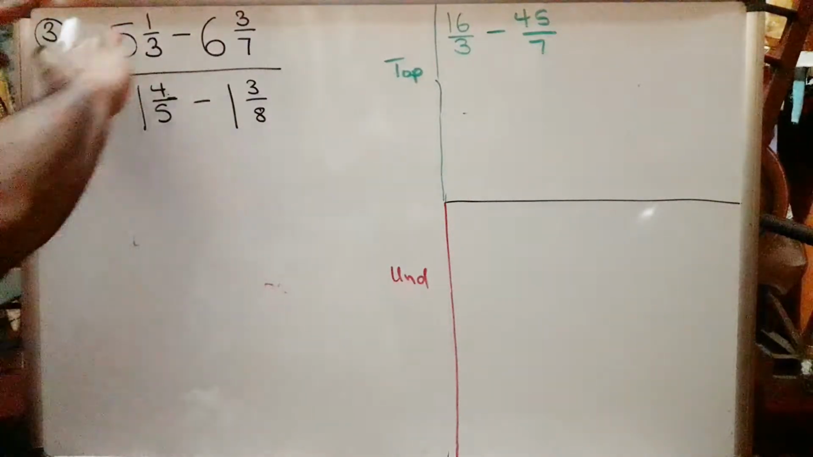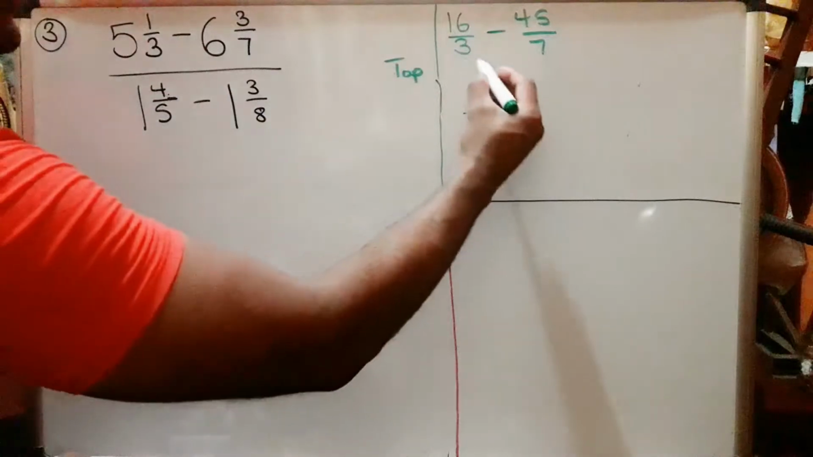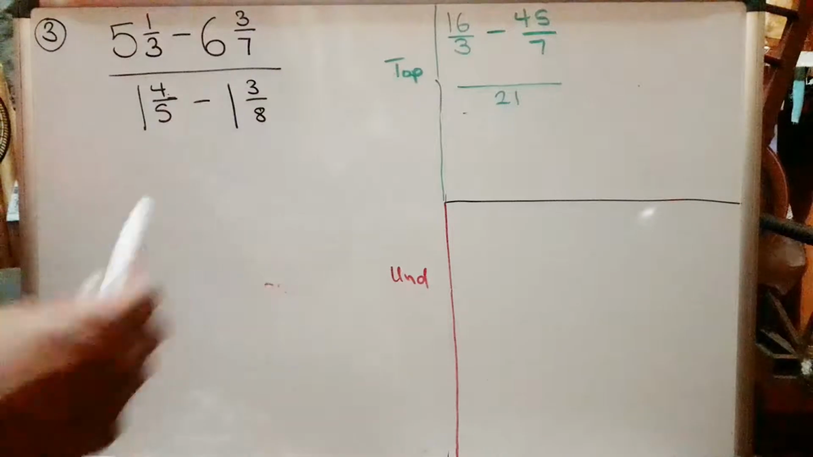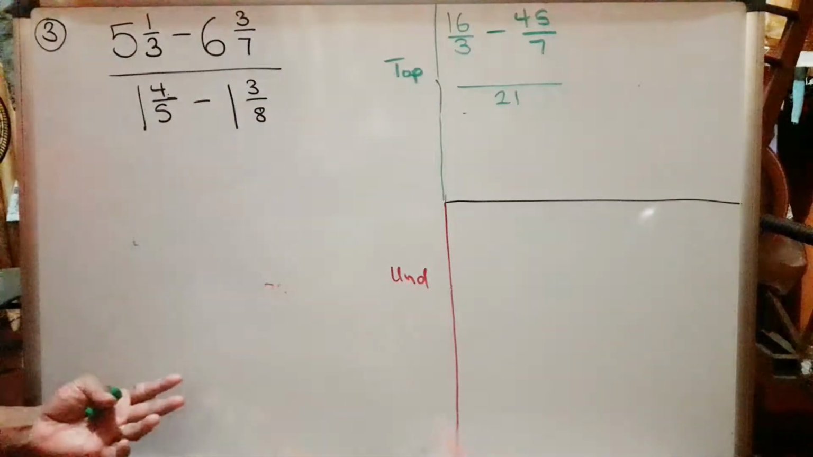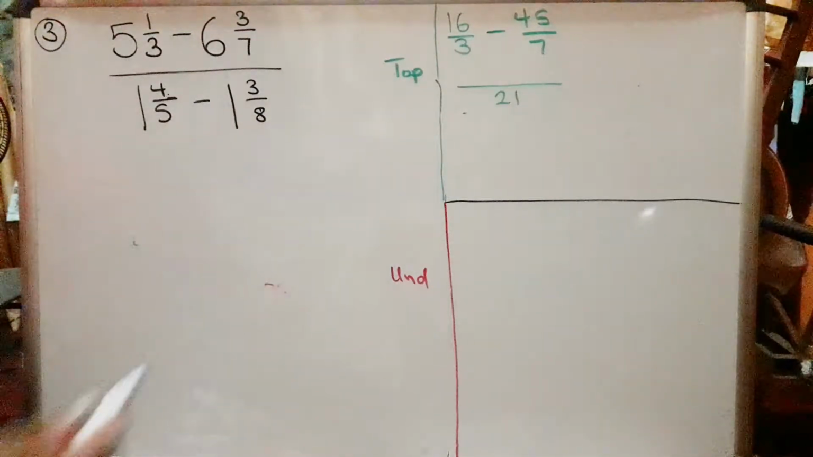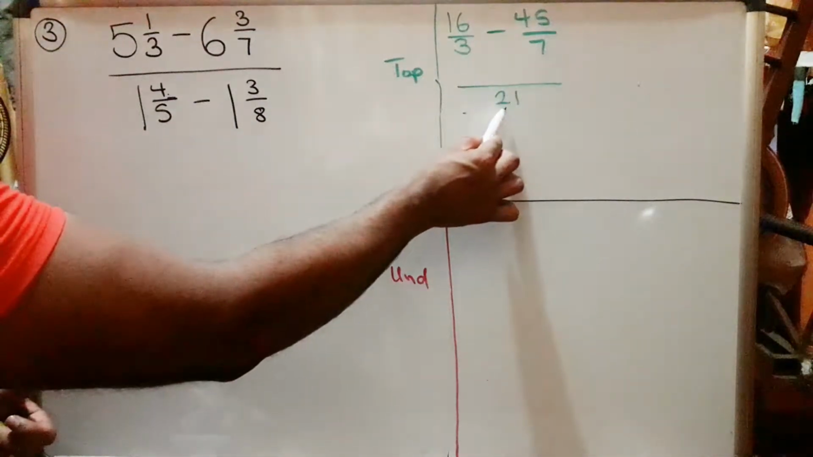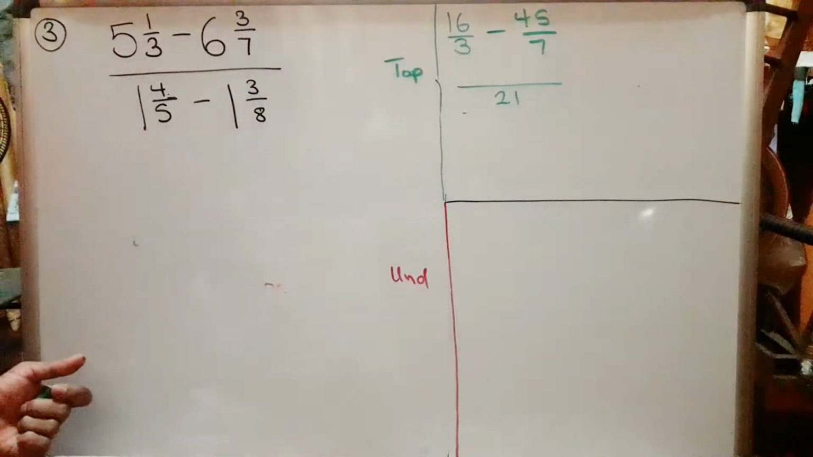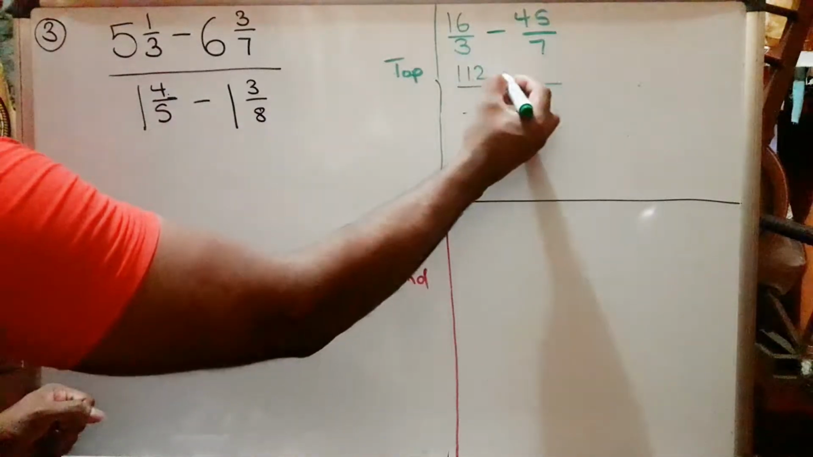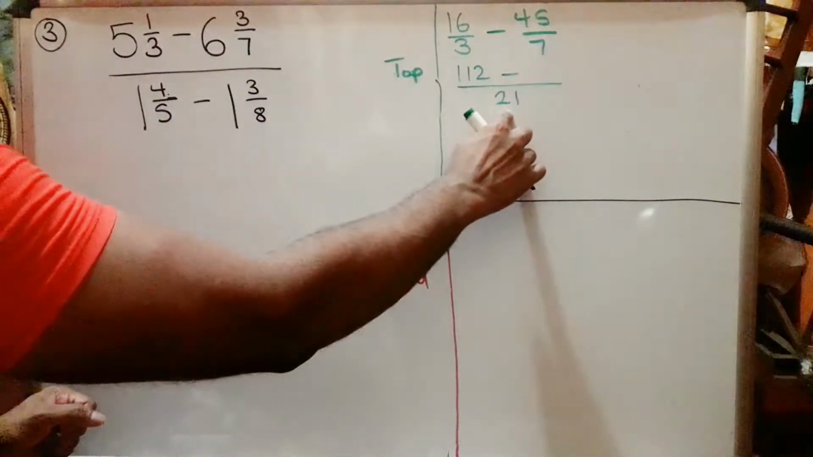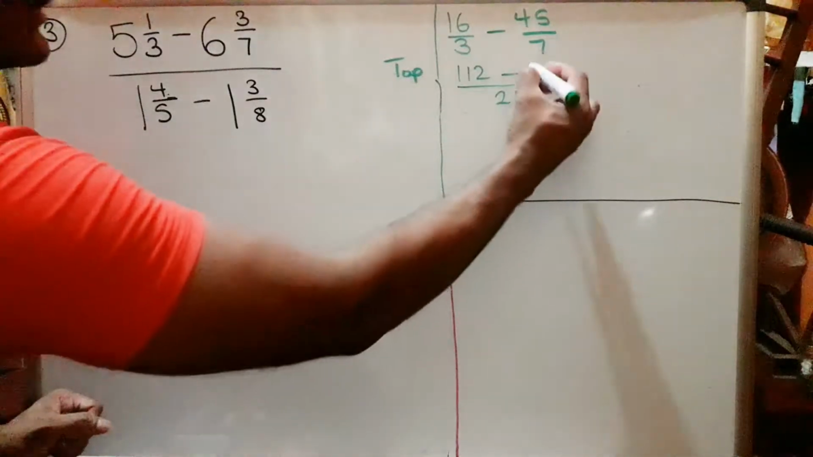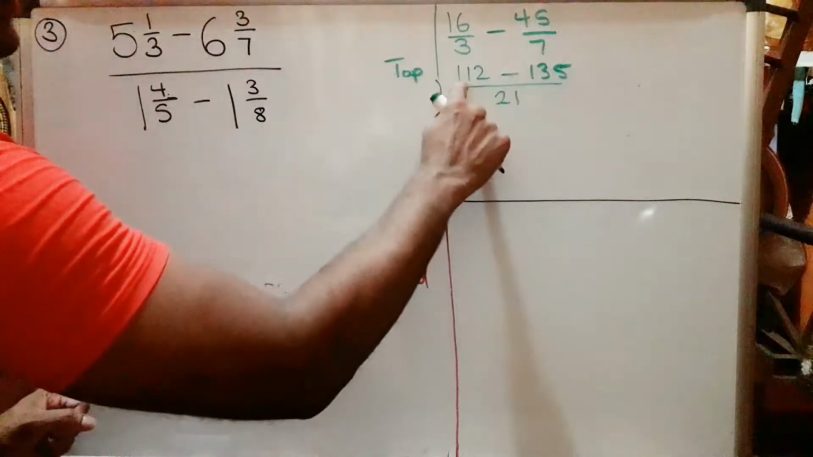So let's simplify the top as much as we can. The LCM of 3 and 7, I believe, is 21. Let's say you were having problems finding the LCM. Remember what I told you previously. Just multiply 3 by 7, you will get 21. 3 into 21 is 7. Take the 7 and multiply it by the 16. You're going to get 112, minus 7 into 21 is 3. 3 multiplied by 45 is 135.